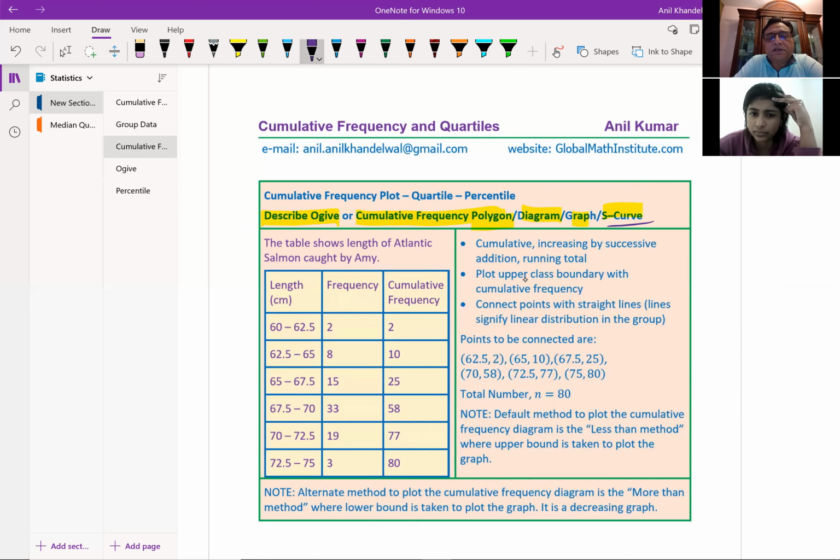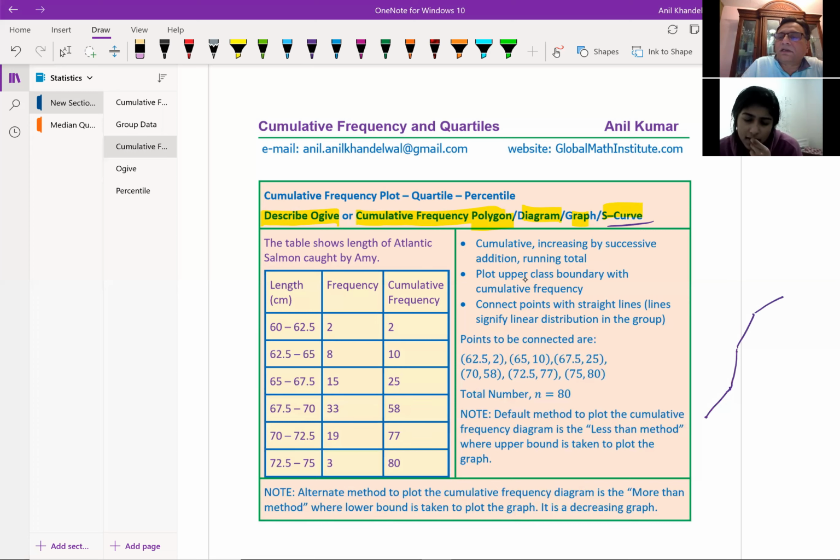When we do 60 to 65, let us say if we get these data elements, then I'm going to join them with a straight line, not with a curved line. You get my point? My frequency diagram will be a straight line, not a curved line. The reason is, let's understand why it is not a curved line.